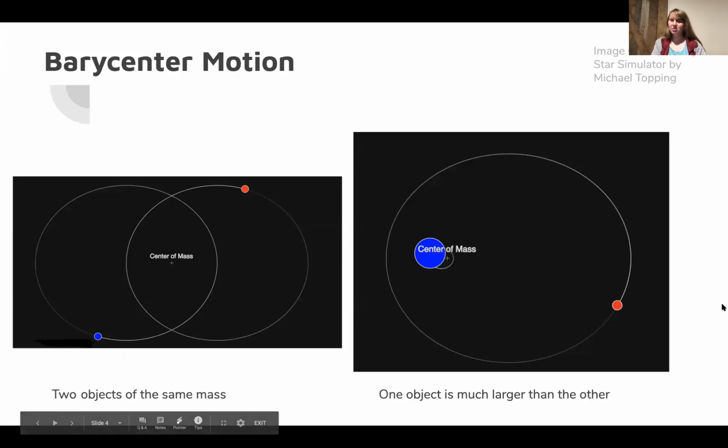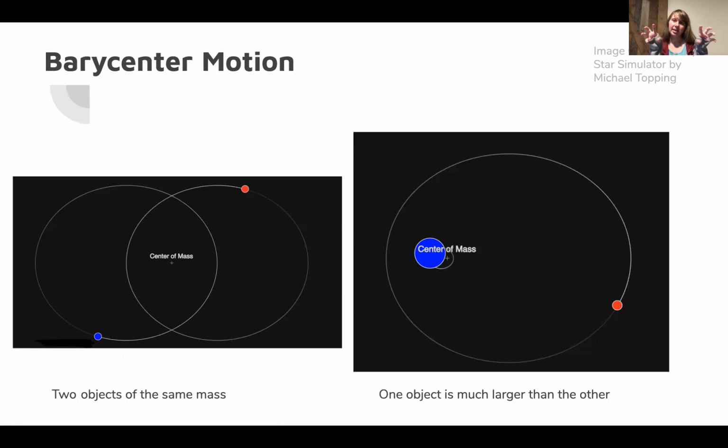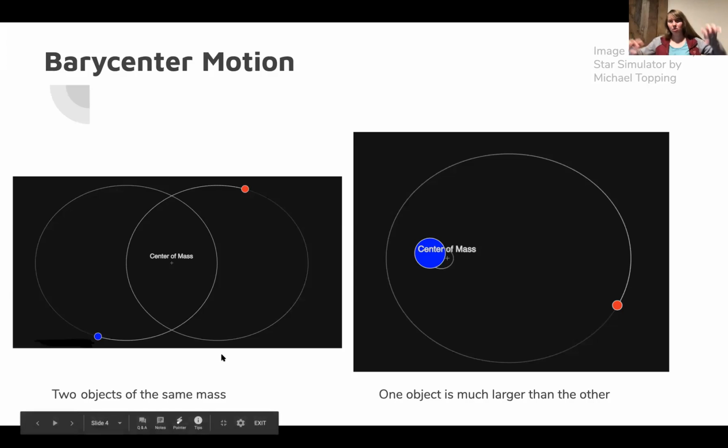Okay, so how does this relate to astronomy in any way, shape, or form? Well, we have something called barycenter motion, and I'll explain it like this. Let's say you have two objects in space, could be stars, could be planets, could be whatever. Let's say two stars, actually. You have two stars of the same mass. They're going around each other, they're orbiting each other.